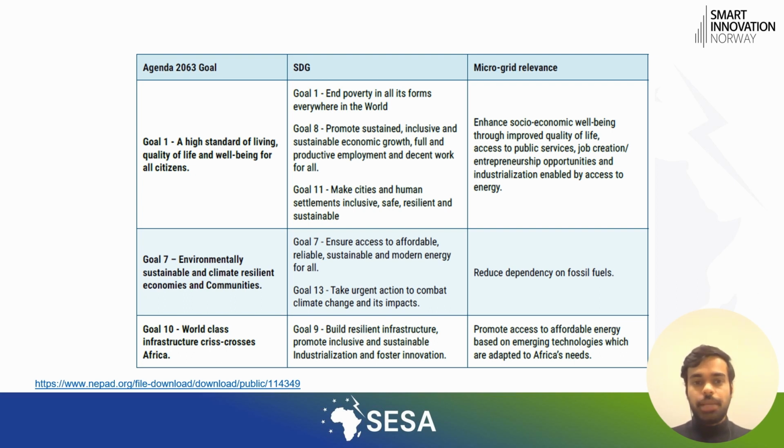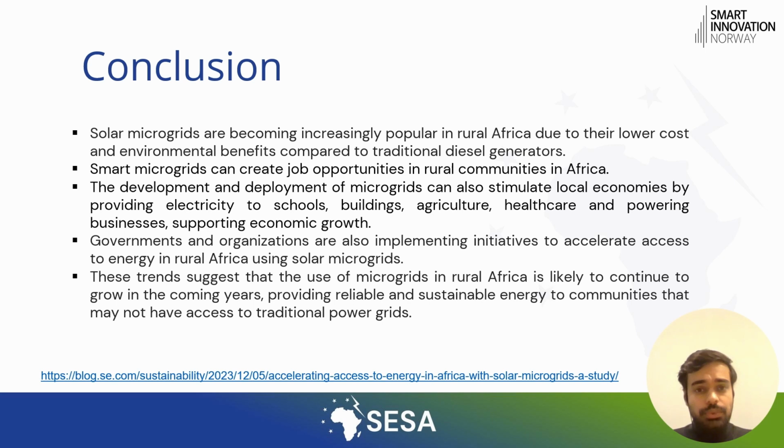Goal 7 aims for environmentally sustainable and climate-resilient economies and communities, which improves the uptake of microgrids and reduces dependency on fossil fuels. Goal 10 aims that world-class infrastructure crisscrosses Africa. Thus, the high installation of microgrid infrastructure will promote the adoption of emerging technologies for affordable energy and fulfill Africa's needs. So, considering the brief understanding about the various aspects of microgrids, this slide sums up what we have learned in this lesson.